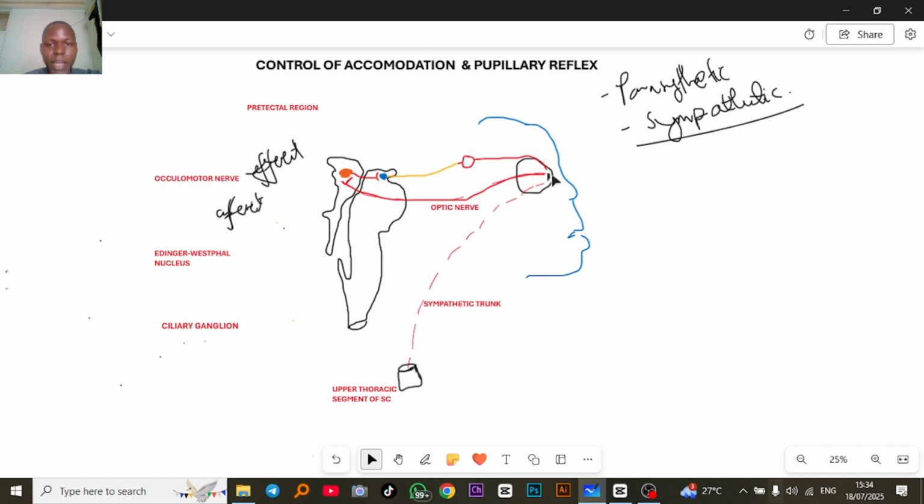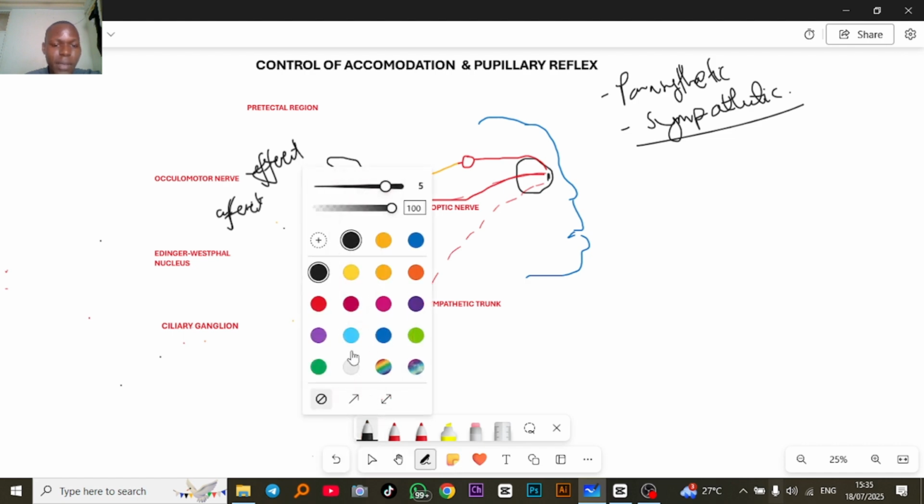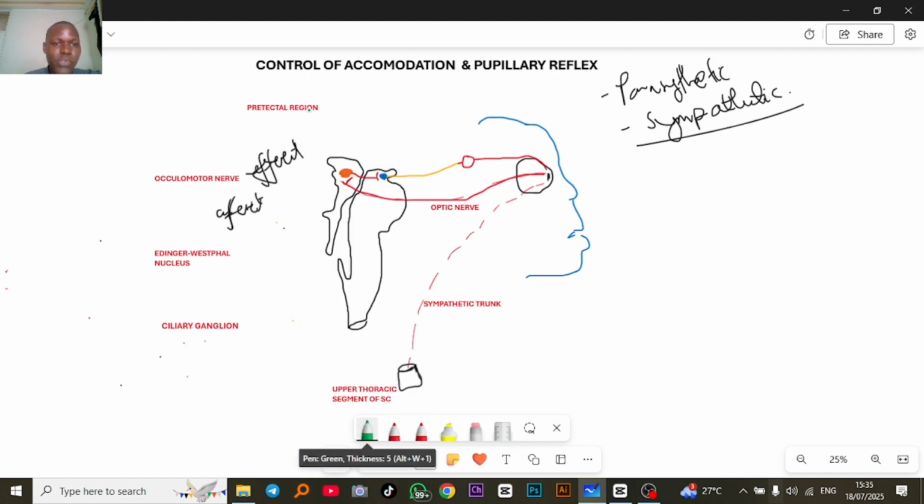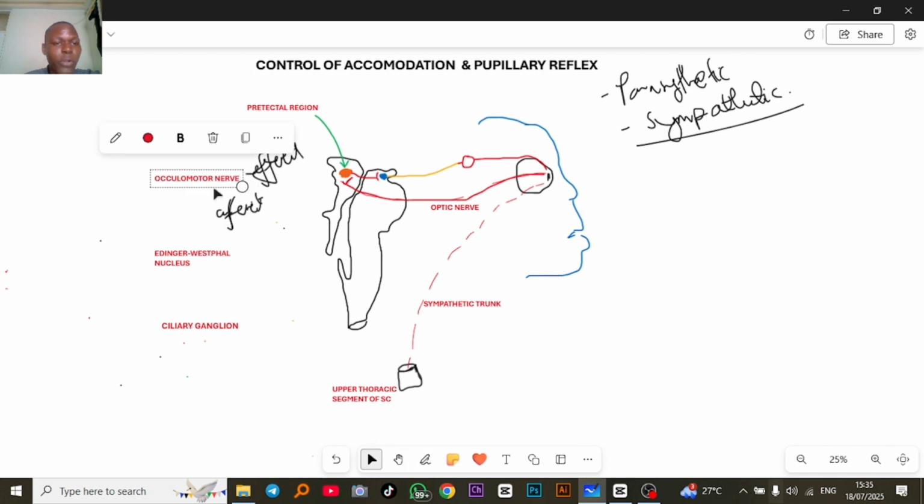We are seeing it coming from the eye and moving to the brain stem. This is the brain stem, and it's going to synapse somewhere in what we call the pretectal region. You will see that the pretectal nucleus is actually involved in these reflexes. So information will be handled here in the pretectal region, which is in the brainstem. Then from the brainstem, the efferent information will be carried by which nerve? By the oculomotor nerve.